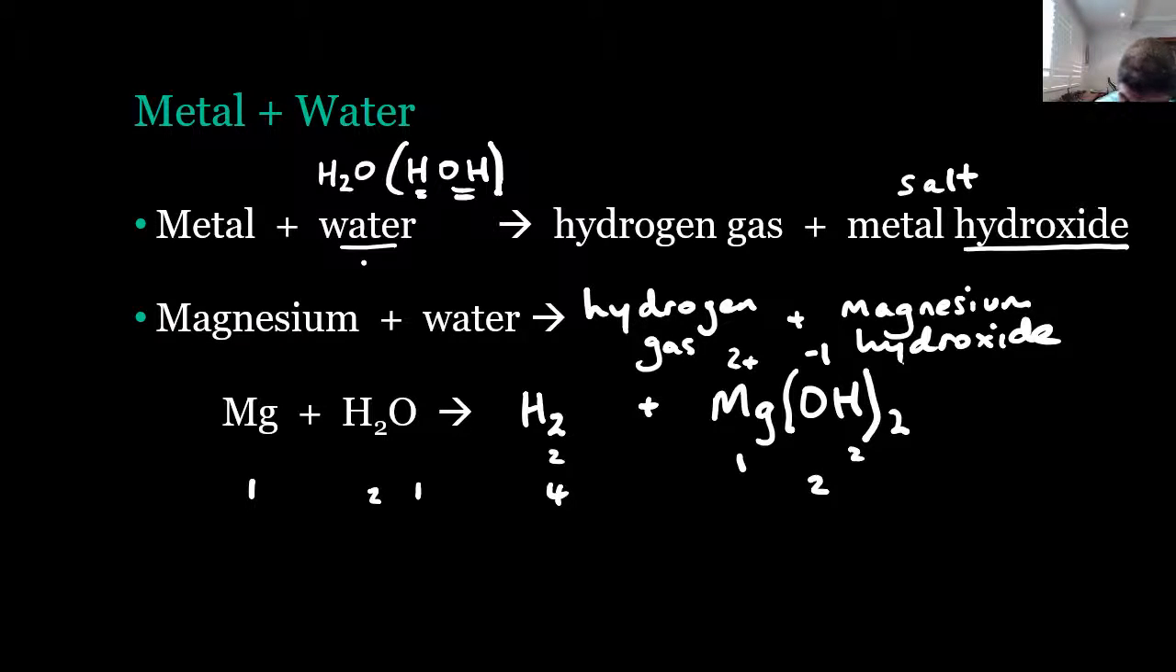So therefore we need to put a 2 out the front of the water in order for this to be balanced. And again, it's important too to try and keep remembering about your subscripts. So magnesium is a solid, the water is a liquid, the hydrogen is a gas, and the magnesium hydroxide will be in aqueous solution.